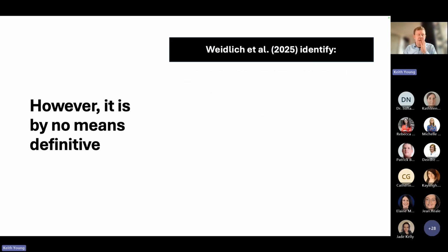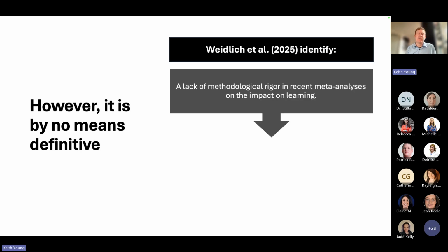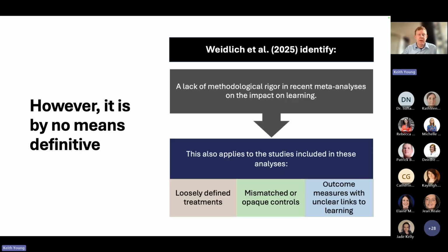And Weidlich et al. did a recent review of some meta-analyses that had been published about the impact on learning that were saying there were massive gains with learning. And when they conducted the analysis on these meta-analyses, they found that there's a lack of methodological rigor in them. And that methodological rigor extended down to the studies that were included within the meta-analyses, which had loosely defined treatments, mismatched or opaque controls, and outcome measures with unclear links to learning. And from this perspective, it means that we need more quality research to actually examine these impacts before we jump to any conclusions around the overall impacts that they could have on learning, because the early evidence suggests that there could be some potential if we explore this from a pedagogical perspective, not just the fact of if AI is used, but how AI is used.